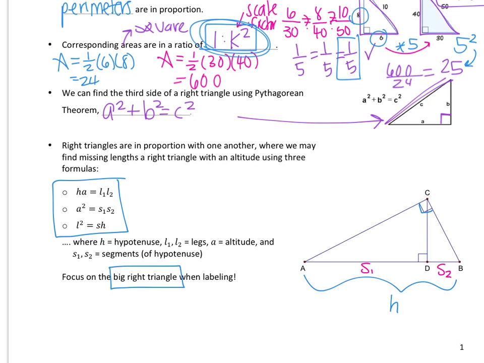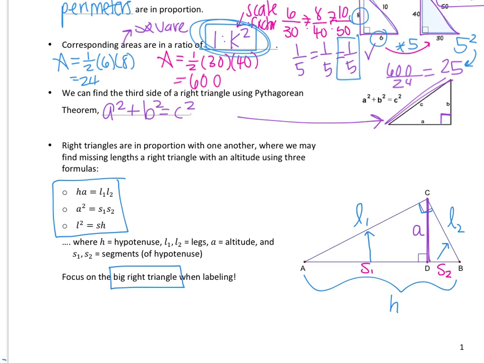The big right triangle also has legs. Legs make the right angle. So here, if I have S1 on the left side, that means up here I have L1. If I have S2 on the right side of the big triangle, I now have L2. And the only piece that ever gets labeled in the middle going through our triangle is the altitude, A.